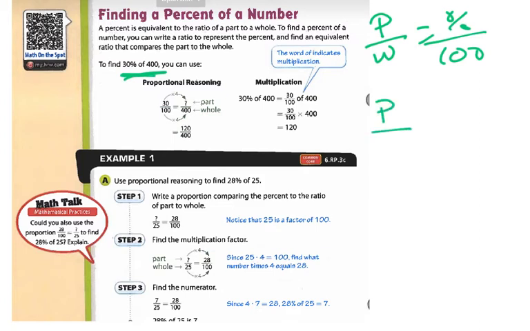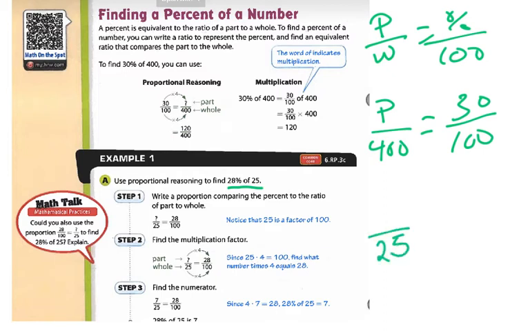So I don't know my part, but I know of is my key word here, right? Of, that's a super key word. That is definitely going to be our whole, because whatever comes after of is the whole. 30% out of 100. We already learned how to solve this one on the last slide. So I'm going to go down to the bottom here. 28% of 25. So 25 comes after of. So that's my whole. I'm solving for the part.